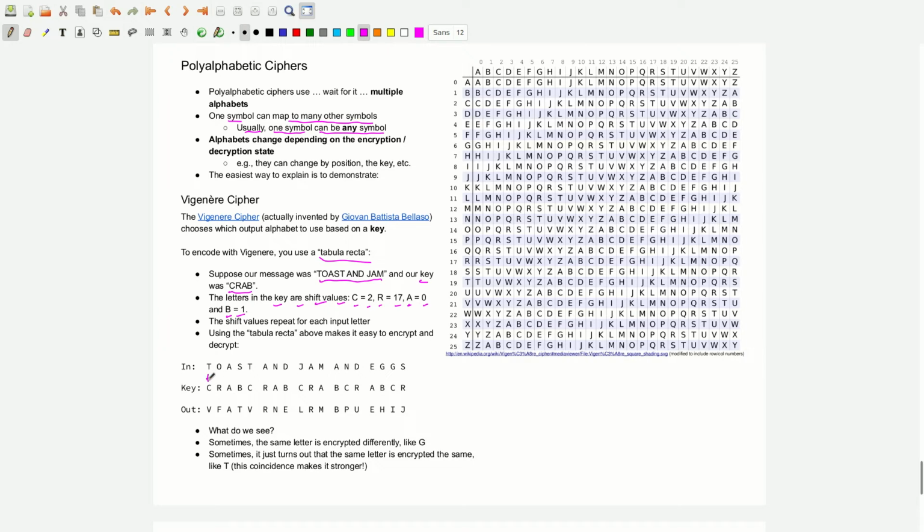So T plus C, a shift of 2, is going to become V, T-U-V, right? O plus a shift of 17 is going to become F, okay, because of modular arithmetic, right? If you add 17 to O, you're going to wrap around the end of the alphabet and go back to the beginning. So that's modular arithmetic, right? A plus A, and A is a shift of 0, is going to still be A. And so it doesn't actually change A there.